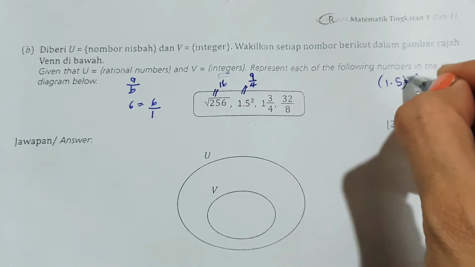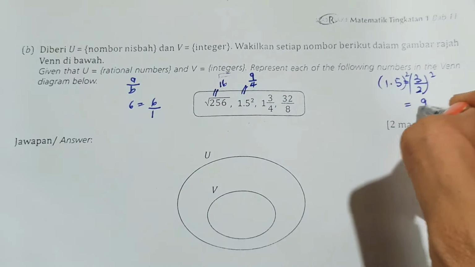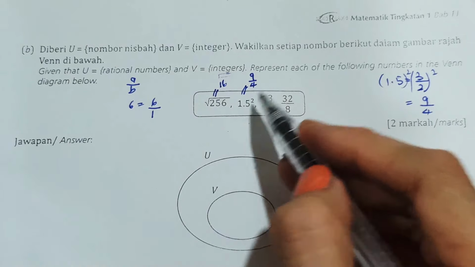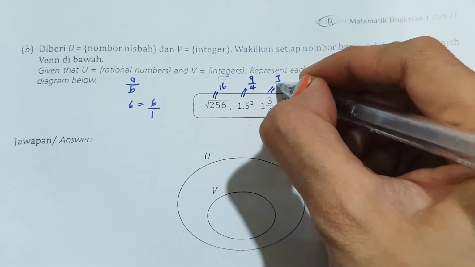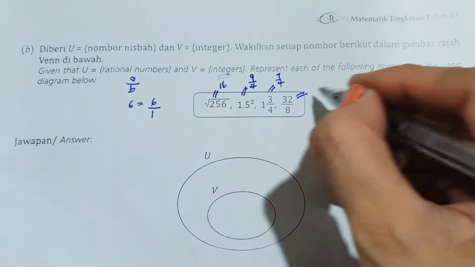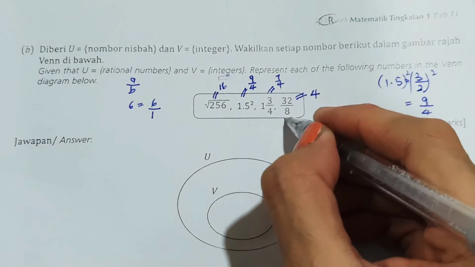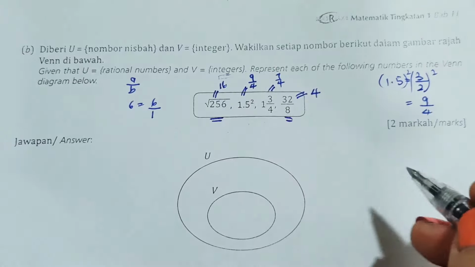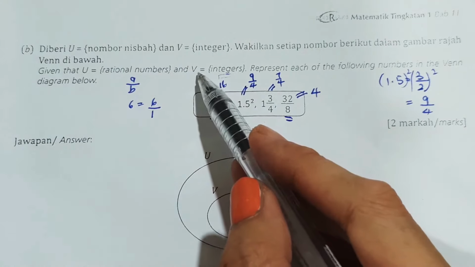And if you square this, you also square this side. So 3 squared is 9, 2 squared is 4. So 1.5 squared is actually 9 over 4. This one we can convert to an improper fraction, 7 over 4. Whereas this one we can convert to a whole number of 4. Out of these 4, this one gives us an integer. This one also gives us an integer. So it should fall into the set V.